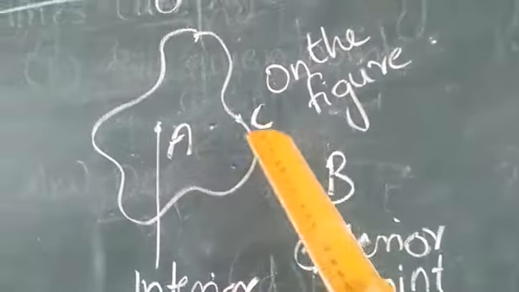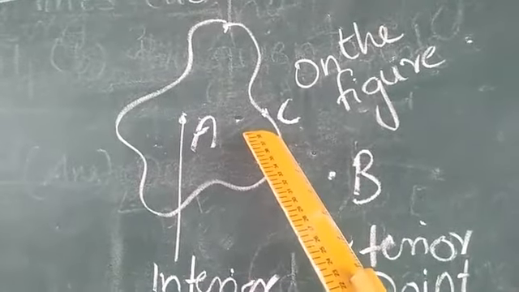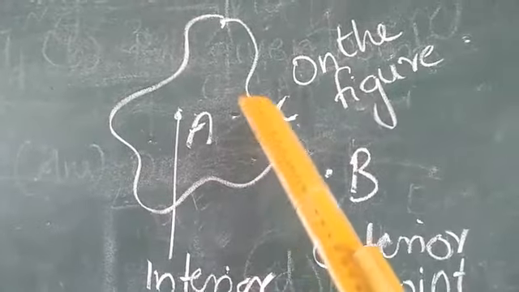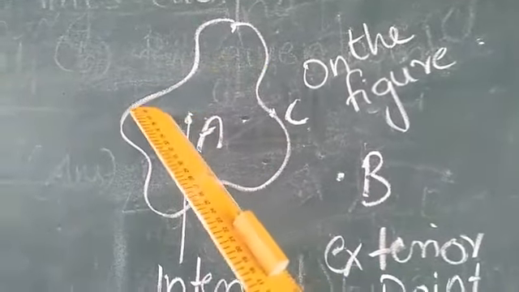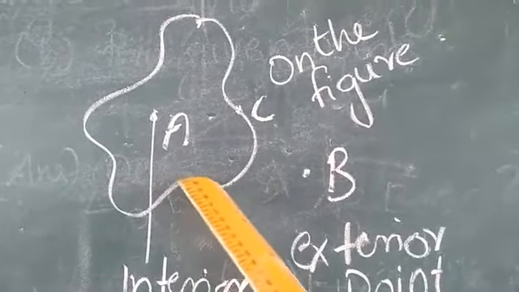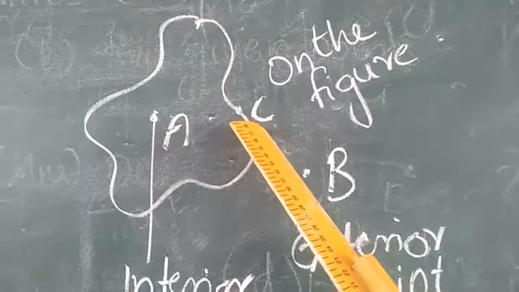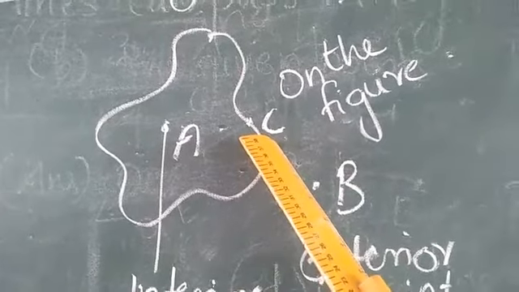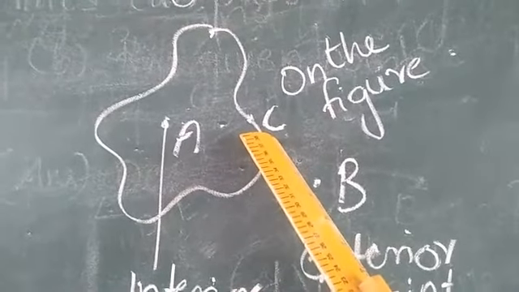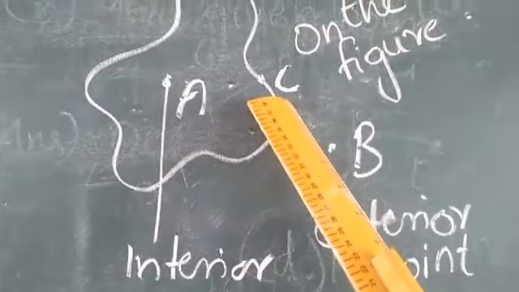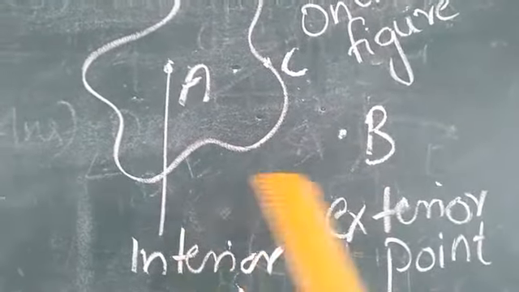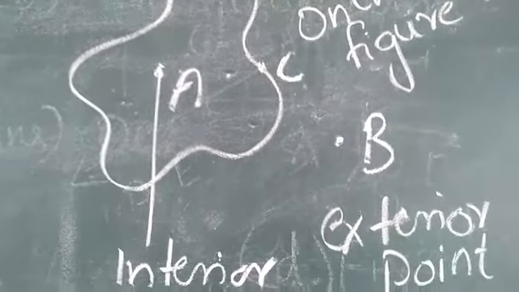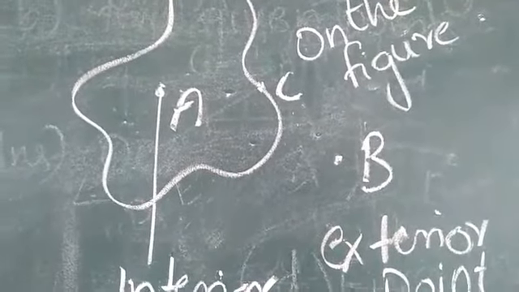Okay. Next, C is on the figure. This is on the boundary. This is the boundary of the figure. This C is on the boundary or on the figure. So we can term this on the figure. Okay. So which are the positions of the figure? Interior, exterior, on the boundary. These are the three positions of the figures. Okay, right?